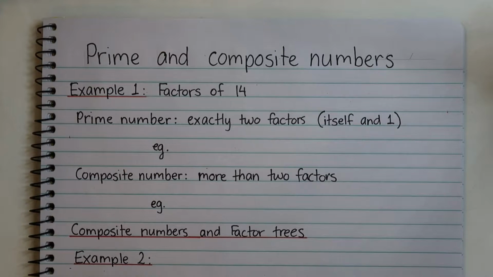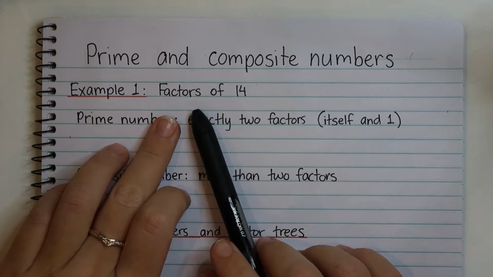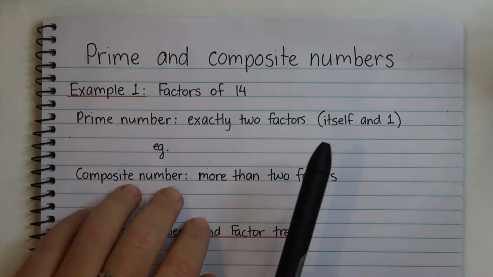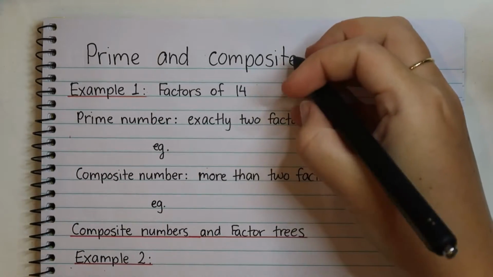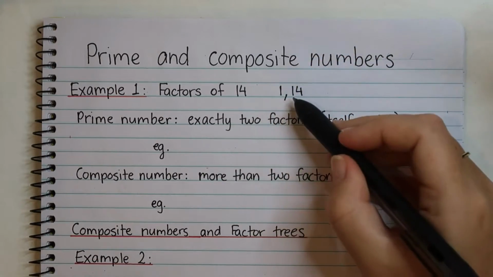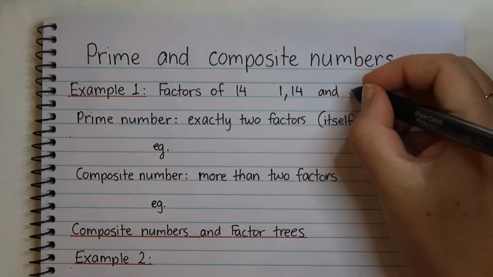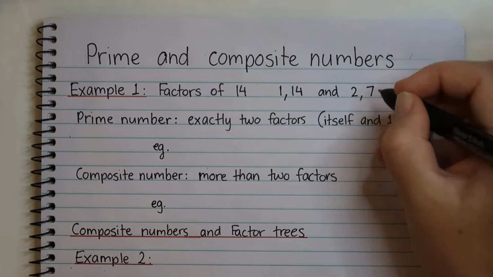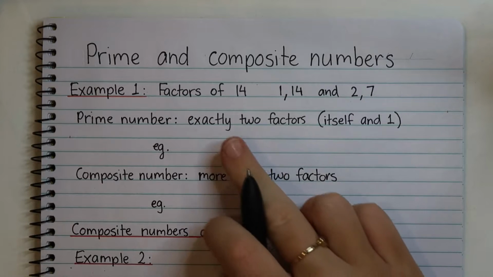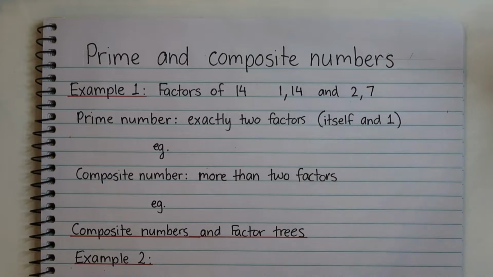Factors can be written as factor pairs. These are pairs of numbers that multiply to equal a certain number. So for example, if we have a look at the factor pairs of 14. The factor pairs of 14 would be 1 and 14, because 1 times 14 is 14, as well as 2 and 7. So the factors of 14 are 1, 14, 2 and 7.